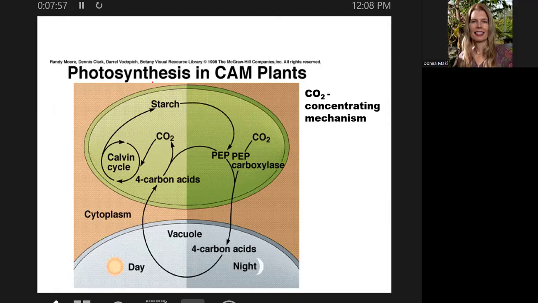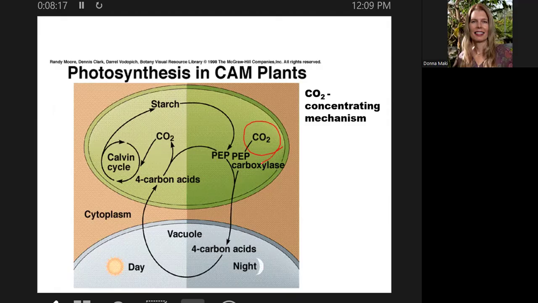However, they can't do photosynthesis at night because it's dark. So they can't do the light reactions. They can't even do the Calvin cycle at night. It won't run without light either, or the enzymes won't. So they've got to store it up instead. So what they're going to do is take in that CO2 at night.